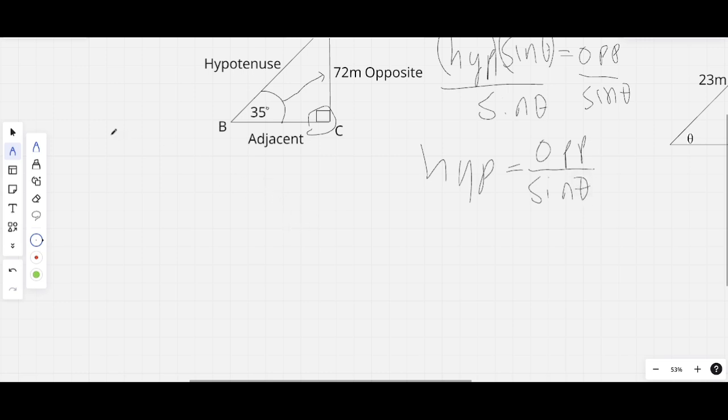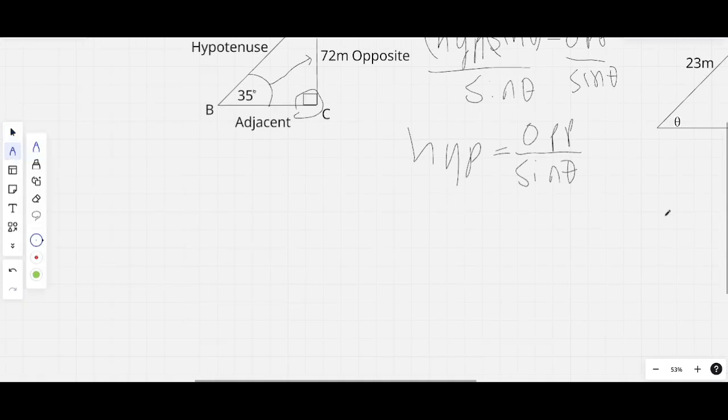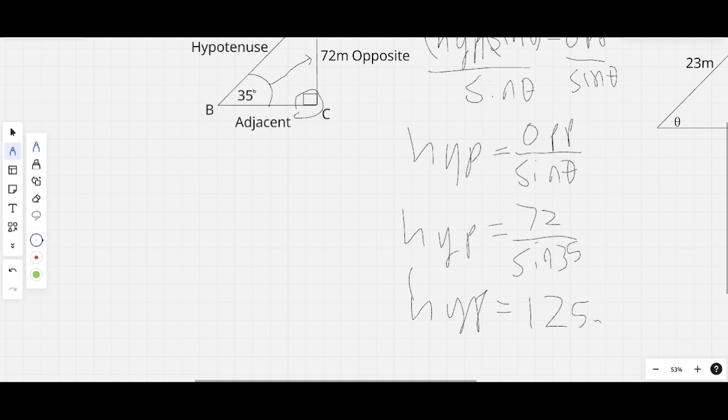Now let's plug in our numbers. We know our theta, which is 35 degrees, and we know our opposite, which is 72 meters. So hypotenuse is equal to 72 divided by sine 35 degrees. Hypotenuse is equal to 72 and sine 35, 125.53 meters.